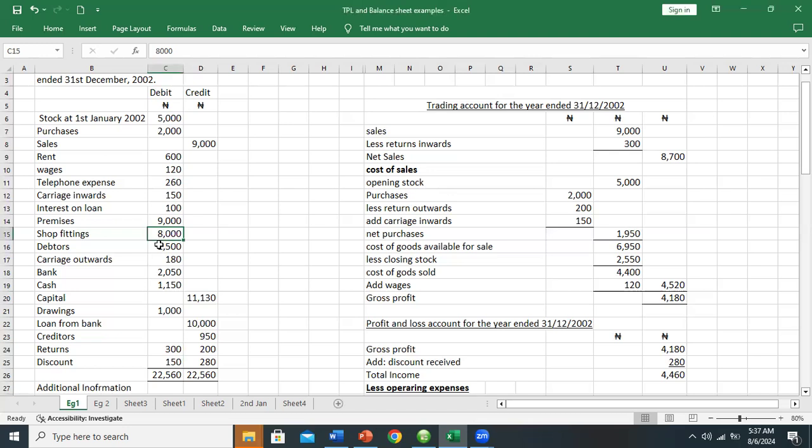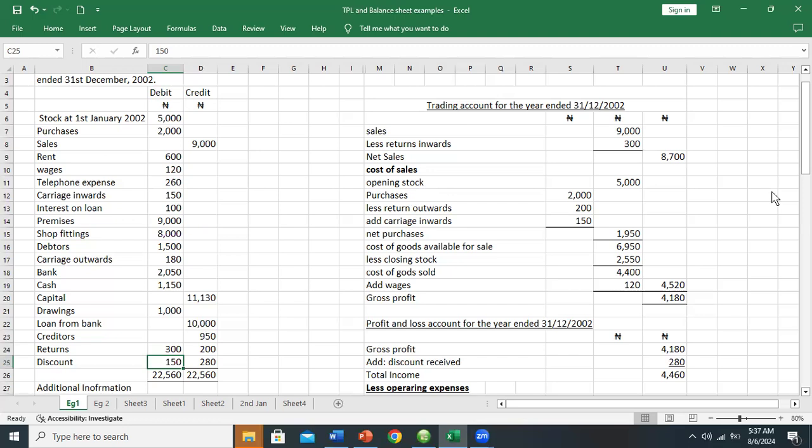Okay. Debtors, we all know debtors to be current asset. Then carriage outwards, delivery expense. So we saw that even in the examples that we gave, is an expense. Then you have bank. Bank is an asset, current asset. Cash is a current asset. Drawings will go to the balance sheet to be deducted from capital. Okay. Then return inwards, we have used it, and then finally discount allowed.